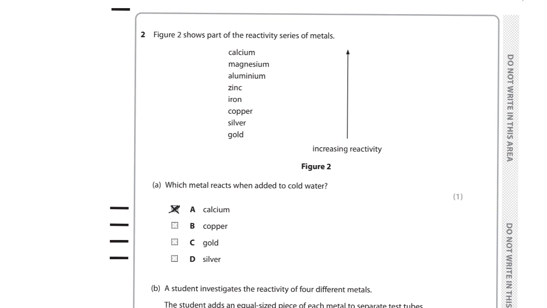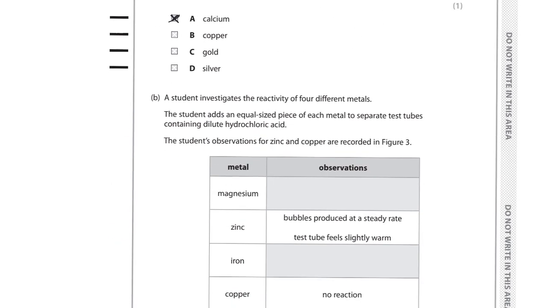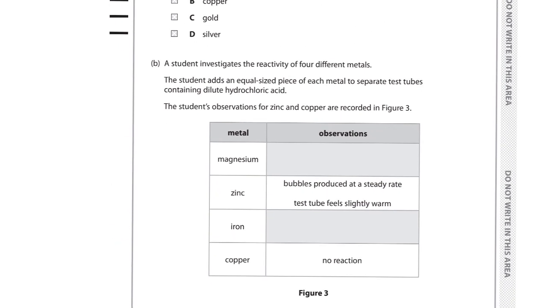Obviously, copper, you make pipes out of copper, you do your washing up with a gold ring on, and so these are unreactive metals, the other ones. The next part says a student investigates the reactivity of 4 different metals. A student adds an equal sized piece of metal to each of the test tubes. The student's observations for zinc and copper are recorded. It then gets you to make observations for magnesium and iron on the next page.